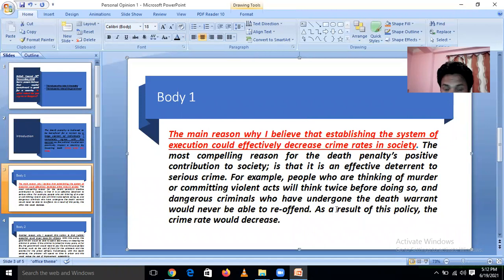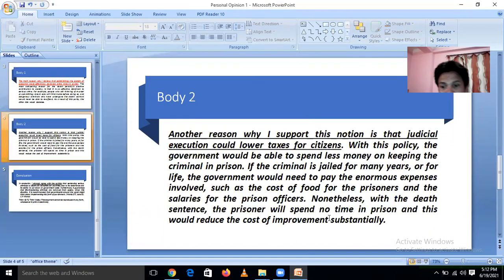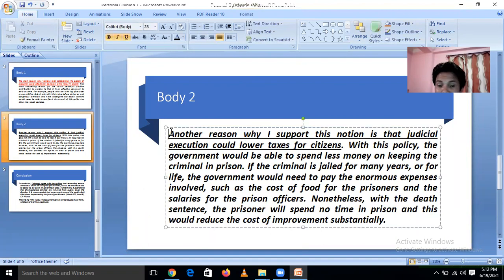Now I'm going to discuss another point in body 2. Another reason why I support this notion is that judicial execution could lower taxes for citizens. With this policy, the government would be able to spend less money on keeping the criminals in jail, in prison.